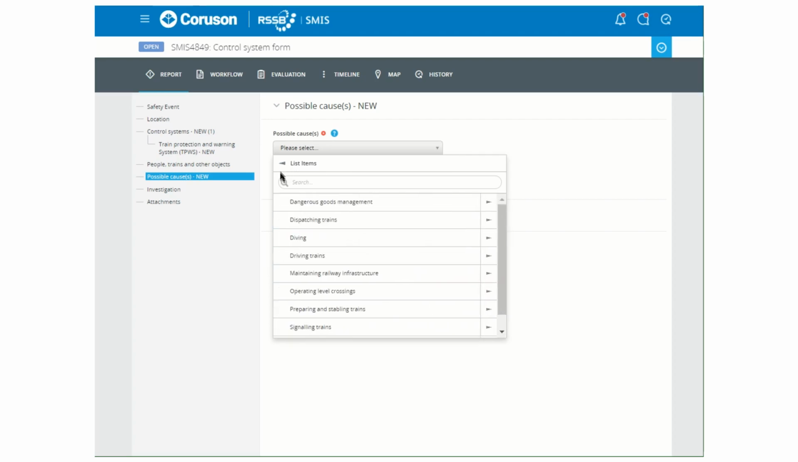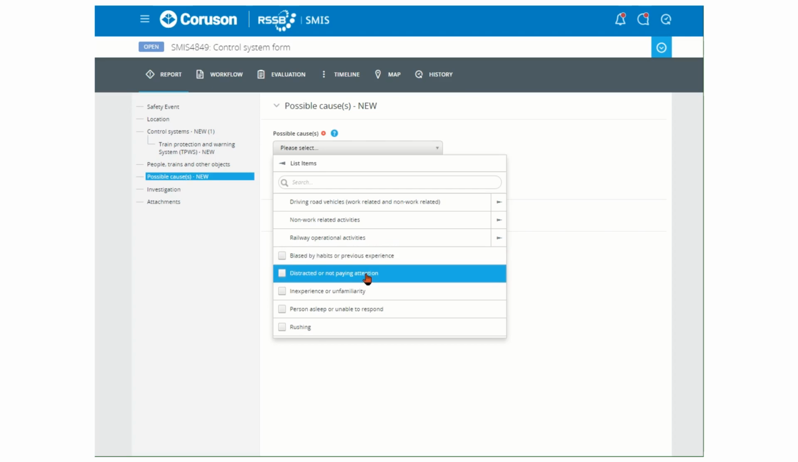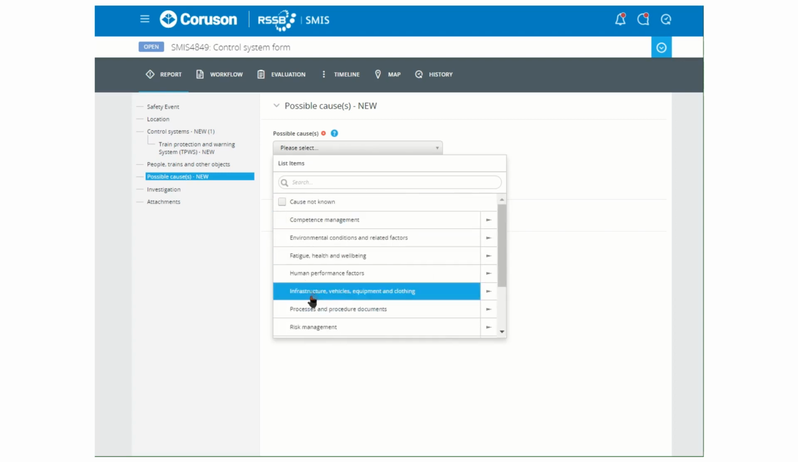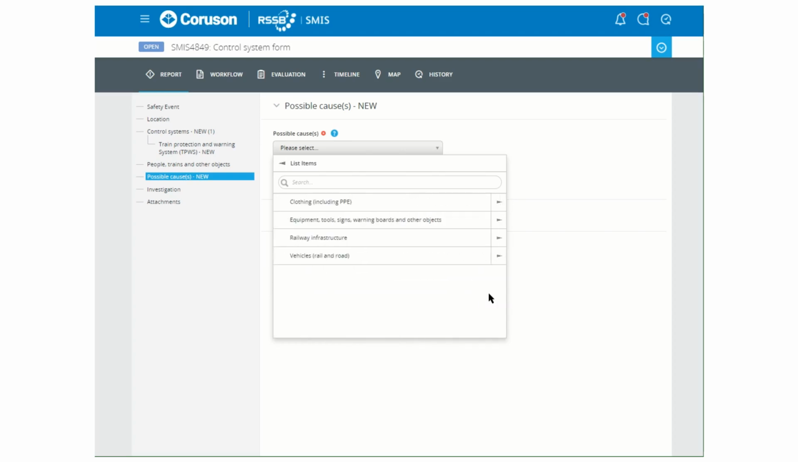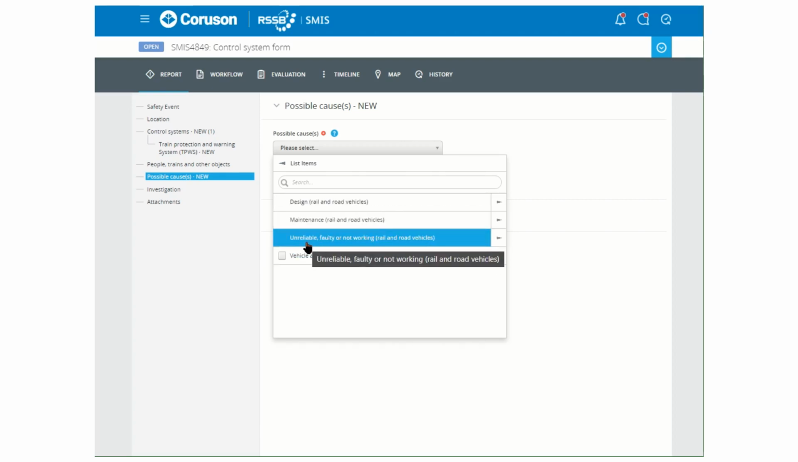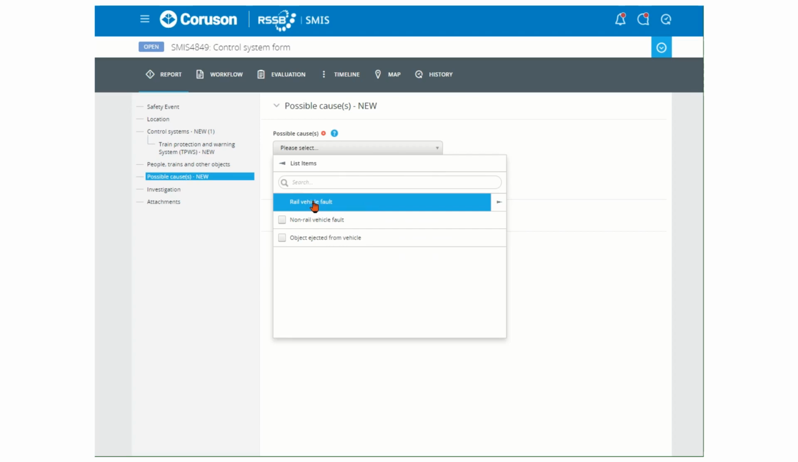If instead, though, the cause was due to the failure of the system, whether it was on train equipment or trackside equipment, you then go to infrastructure, vehicles, equipment, and clothing. If we are saying that the system fault was with the vehicle, you go to vehicle, you can then select unreliable, faulty, or not working, and you can select one of the options from the rail vehicle fault.